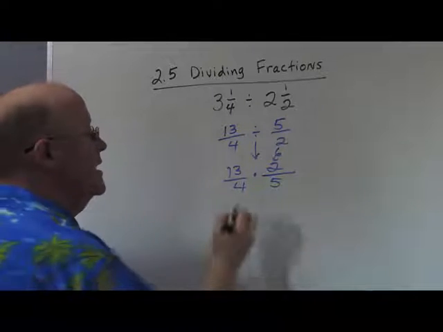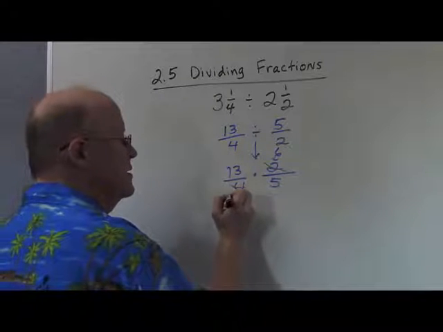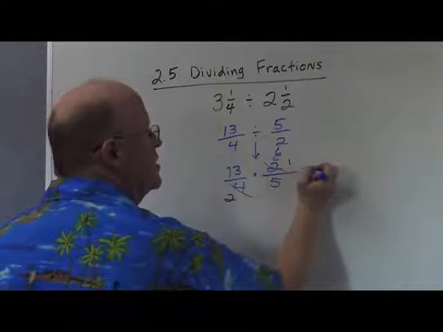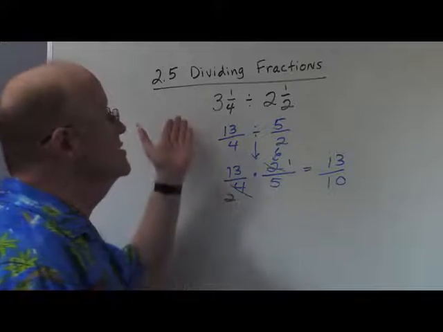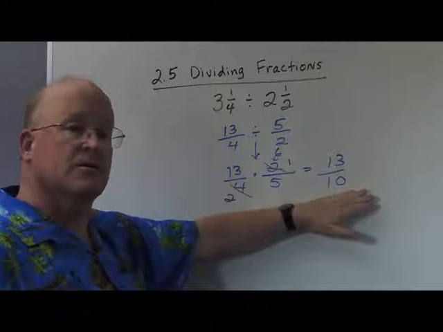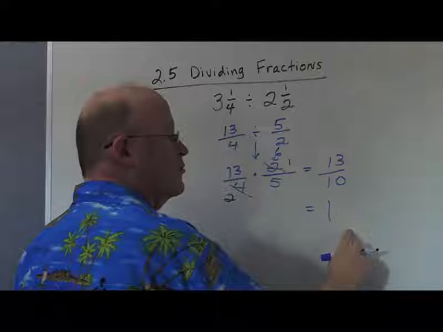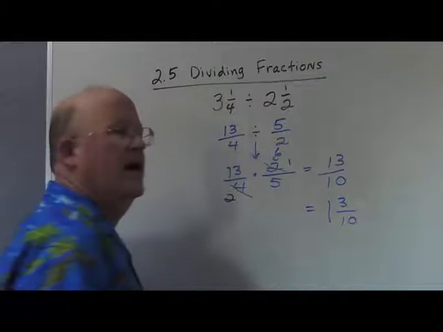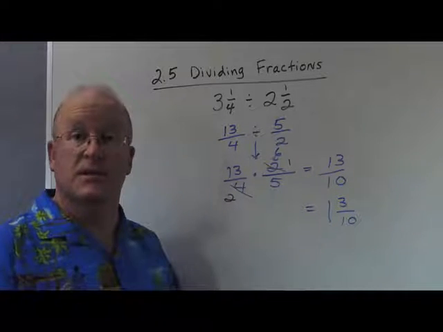Now I see on a diagonal I can cancel the 4 and the 2. They are both even. 4 divided by 2 is 2. 2 divided by 2 is 1. And now I can multiply across and get 13 over 10. This time, because I began with mixed numbers, I'm going to finish with mixed numbers. 10 goes into 13 one time, so I'm going to write that as 1. There are 3 left over, and so there will be 3 remaining over the 10, and that would be my quotient. Remember, the answer to a division problem is known as the quotient.